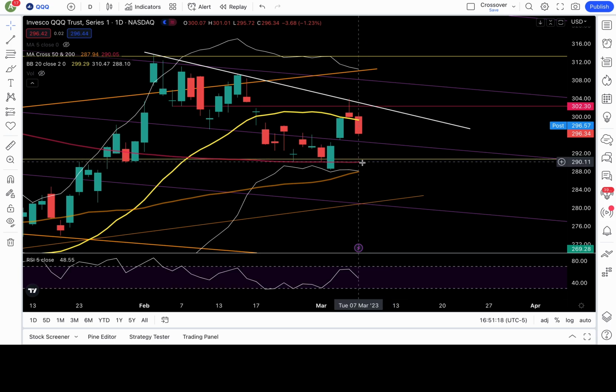putting the 290 to 290.7 zone in play. That's around the 200 daily moving average. Then we got the 50 around 288, and if that fails, we go test 284 and 281.